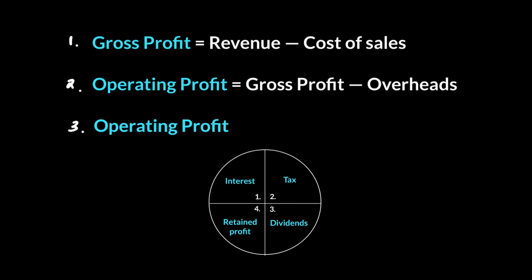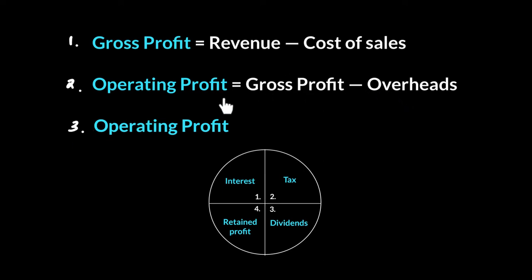So I just want to sum up the important takeaways from the income statement. First of all, your gross profit, the formula for it is simply revenue minus your cost of sales. So if you ever get a question on gross profit, this is what you remember. Your operating profit is gross profit minus your overheads.